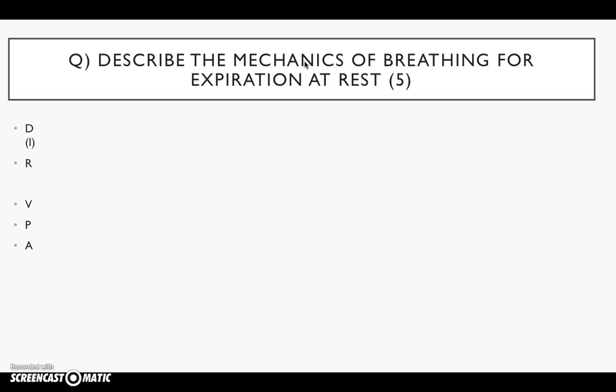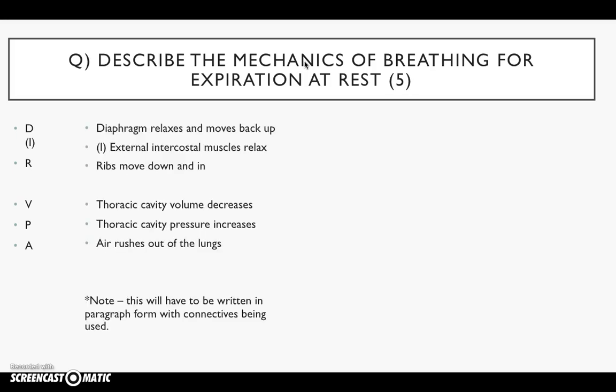So, describe the mechanics of breathing for expiration at rest. The diaphragm relaxes and moves back up. External intercostal muscles relax. Ribs move down and in. Thoracic cavity volume decreases. Thoracic cavity pressure increases. Air rushes out of the lungs. Now, obviously, you're going to have to be able to write this in paragraph form, as I've just put a note down here for you. If you can, what I want you to do now is answer this question. Describe the mechanics of breathing for inspiration at rest. Pause this and then look back at your notes once you've answered the question.